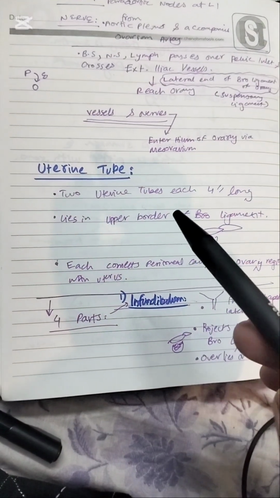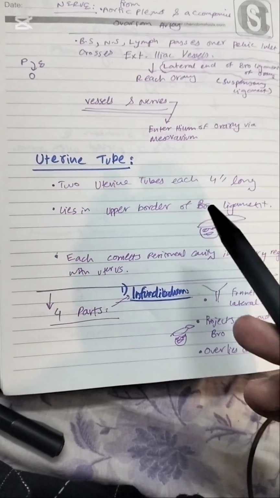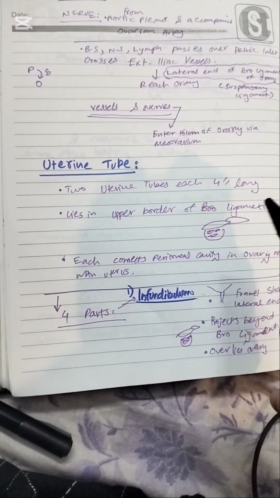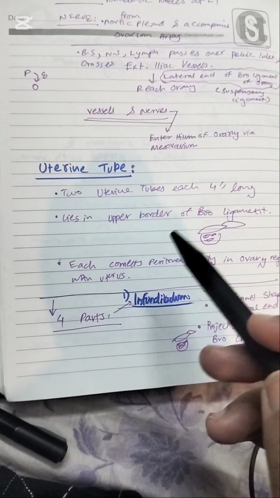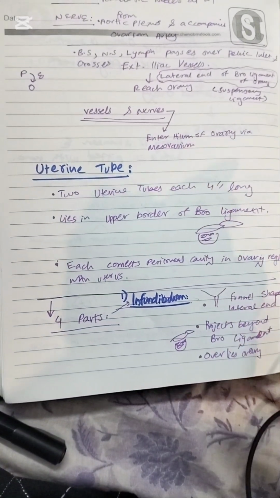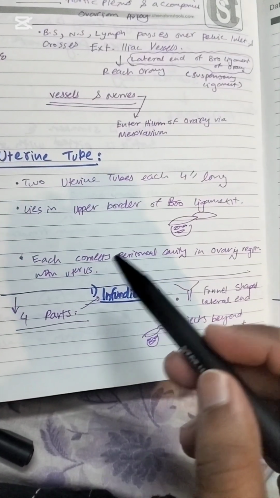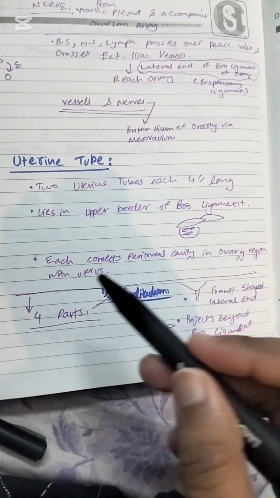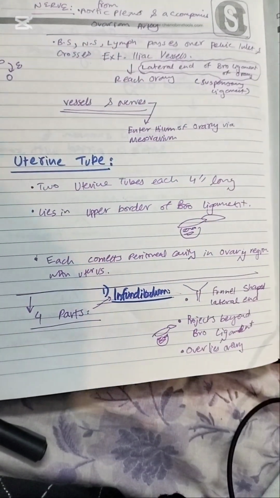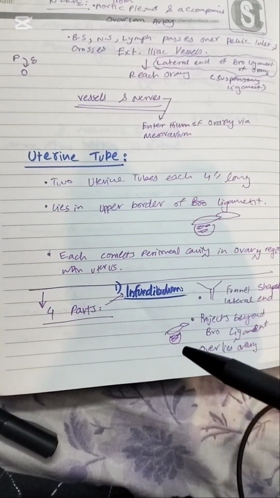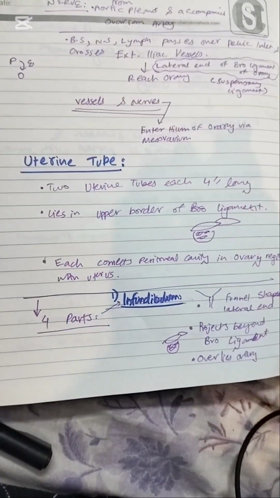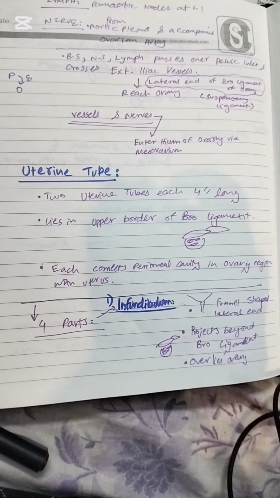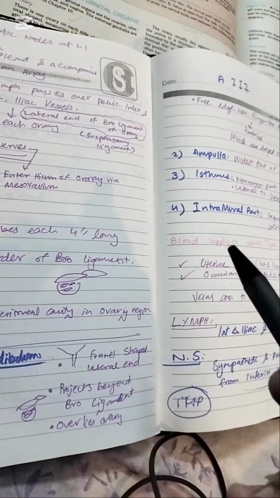Now let's talk about the uterine tube. There are two uterine tubes, one on each side. They are each 4 inches long. They lie in the upper border of the broad ligament. Each connects the peritoneal cavity near the ovary with the uterus. The uterine tube has 4 parts, which I can remember with AIII: infundibulum, ampulla, isthmus, and intramural part.